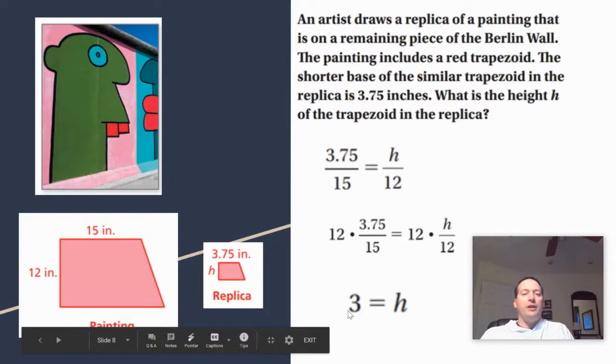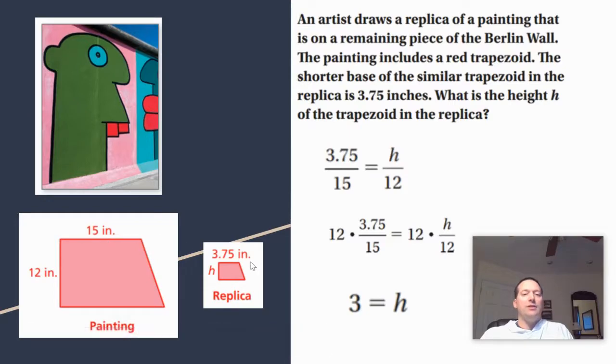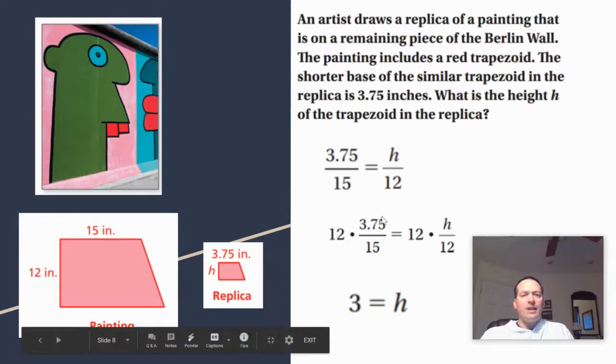Okay, so what did we do? If we know they're similar, you can write a ratio with corresponding sides, comparing one corresponding side to the other, and that'll get you to the answer.